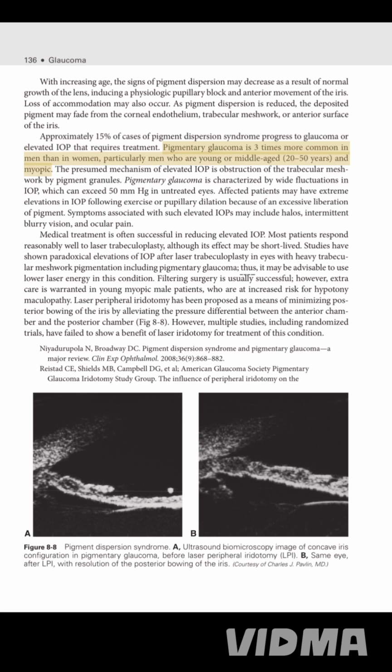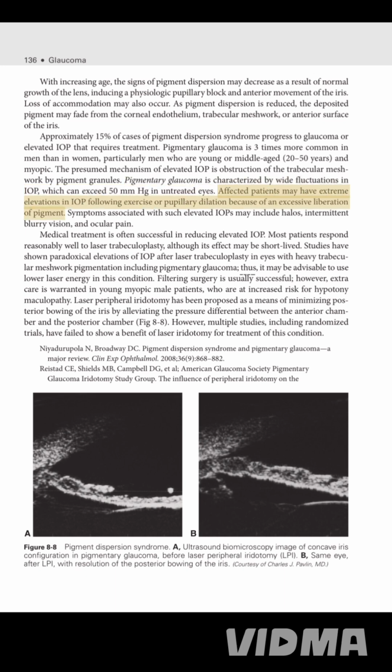Pigmentary glaucoma is 3 times more common in men than in women, particularly men who are young or middle-aged, 20 to 50 years, and myopic. The presumed mechanism of elevated IOP is obstruction of the trabecular meshwork by pigment granules. Pigmentary glaucoma is characterized by wide fluctuations in IOP, which can exceed 50 mm Hg in untreated eyes.